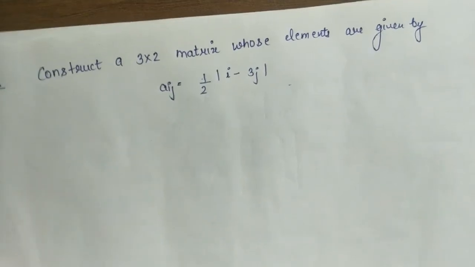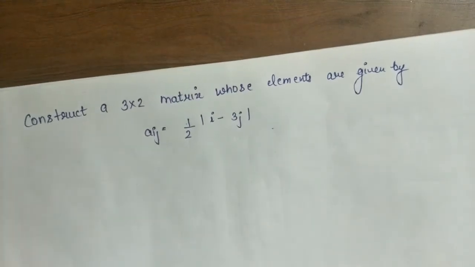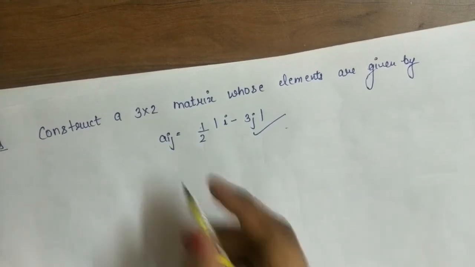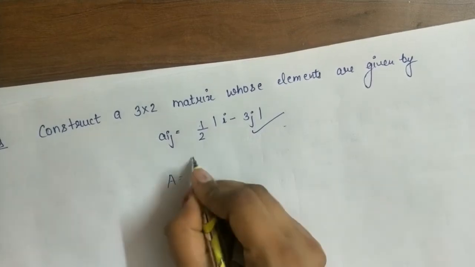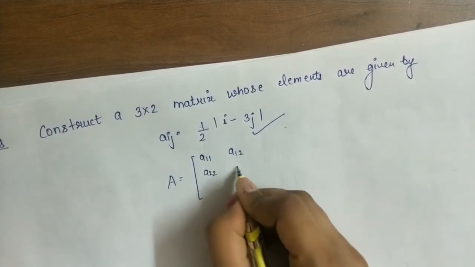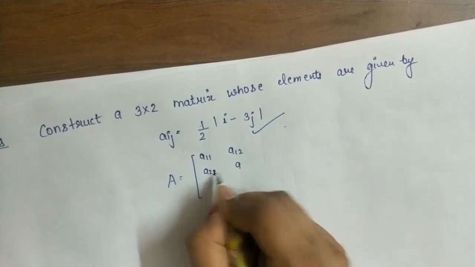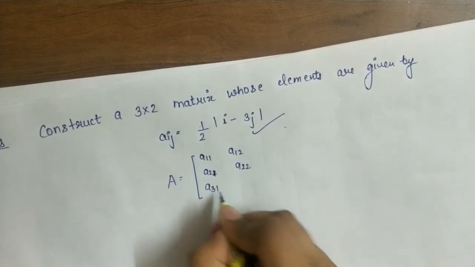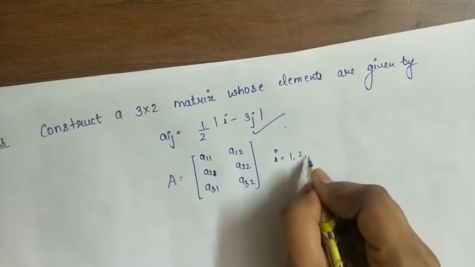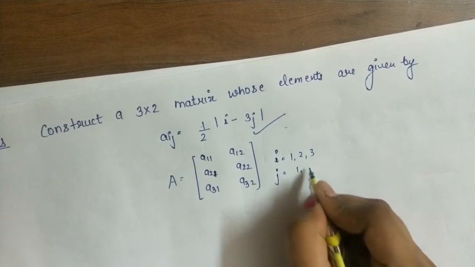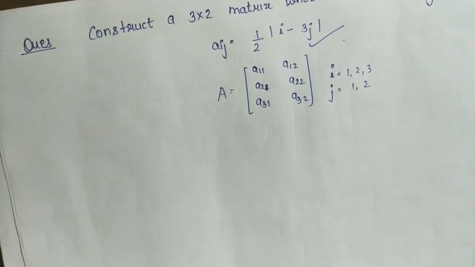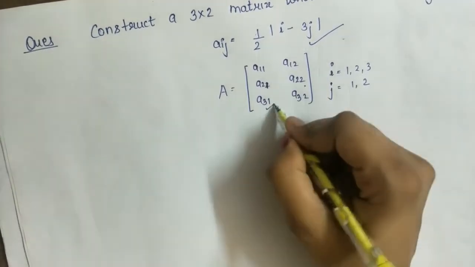Now construct a 3 into 2 matrix whose elements are given by aij. That means 3 rows and 2 columns. So let matrix A is equal to A11, A12, A21, A22, A31 and A32. Here i is equal to 1, 2, 3 and j is equal to 1, 2. Now find the values of A11, A12, A21, A22, A31 and A32.